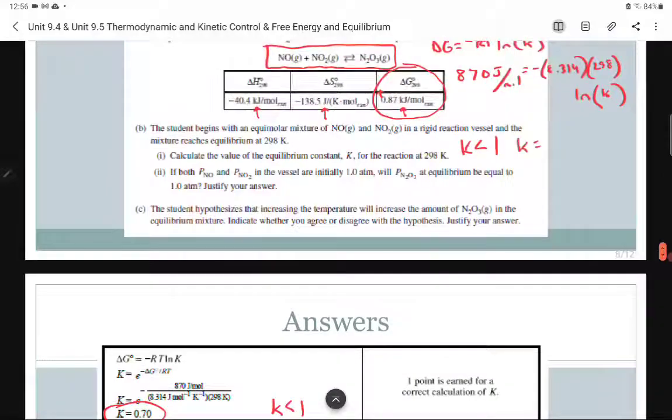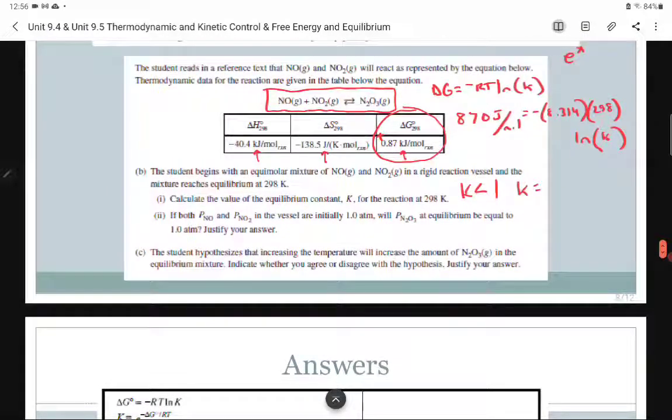Oh, let's go to part B. If the partial pressures were initially at 1, will the partial pressure of N2O3 at equilibrium be equal to 1? Well, I think we've done enough ICE tables to know that that's virtually never the case. That would mean that it ran to completion, and these aren't running to completion, these are equilibrium.